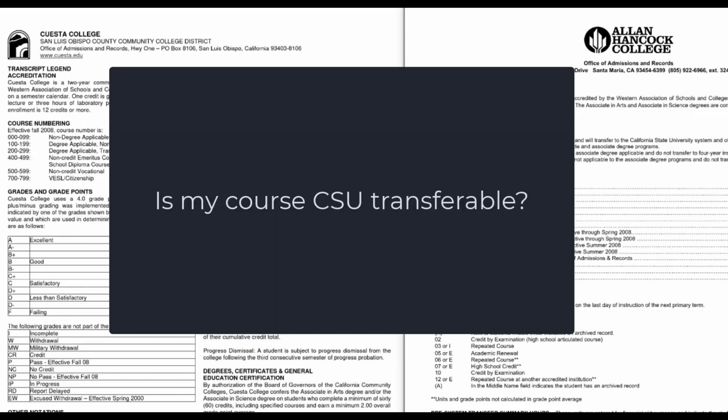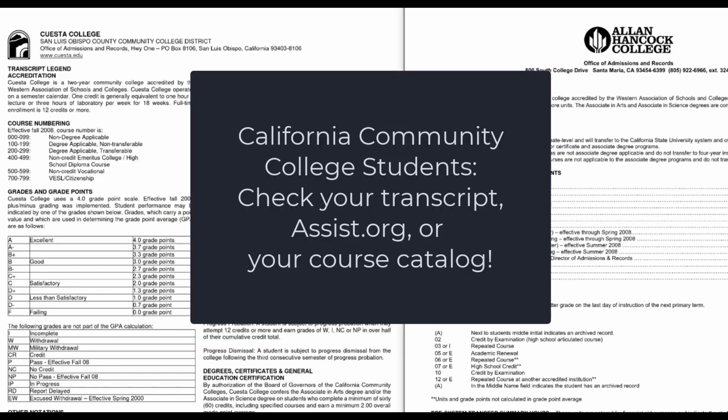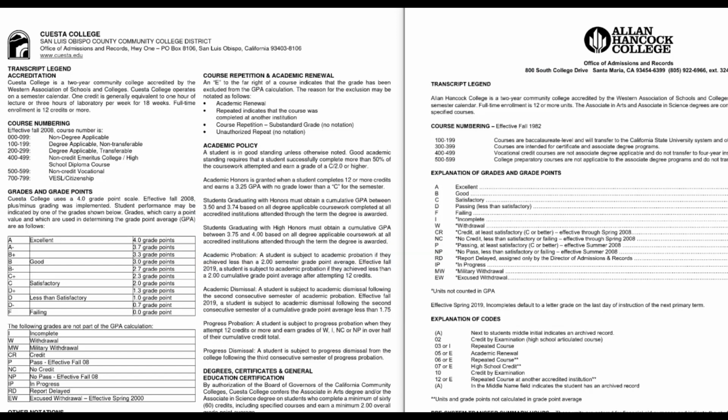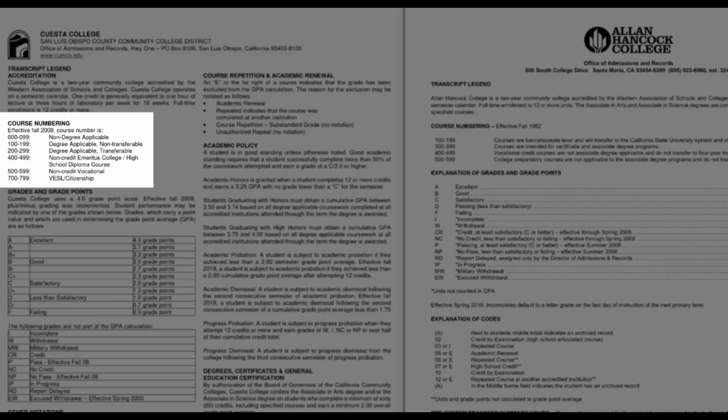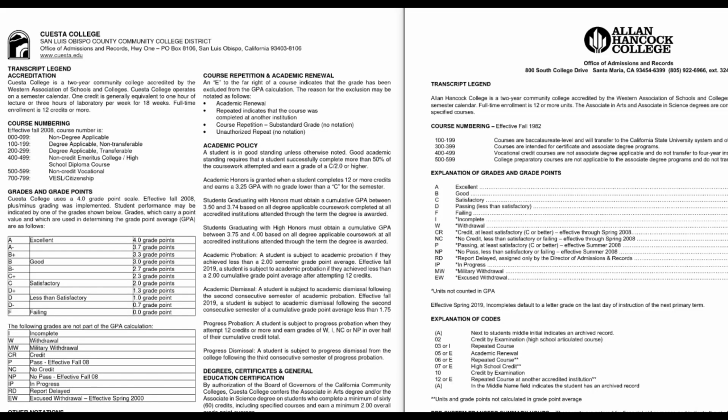If you're not sure if your course is transferable or not, here are a couple tips. If you're a California community college student, you can turn over your transcript, you can look up your school's course catalog, or you could use assist.org. You should be able to see, based on the numbering convention of your coursework, whether that course is CSU transferable or not. You'll see here at Allen Hancock College, anything course number 100 through 199 can transfer to the CSU system. Over at Cuesta, anything 200 to 299 is transferable. Above or below that, not so much.